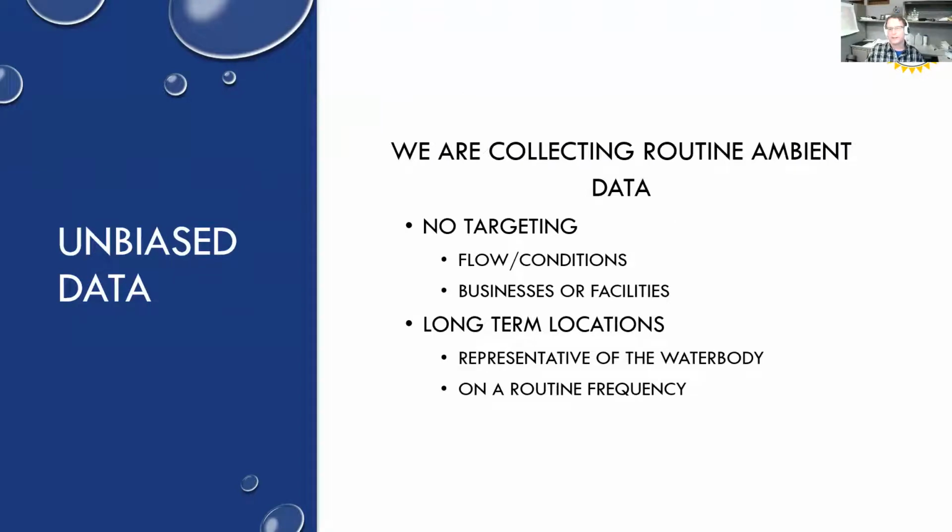And what we mean by unbiased data is that we're not targeting certain conditions. We're sampling on a routine frequency, what we refer to as ambient data, routine ambient data. So we're not sampling when it rains. We're not sampling when there's a drought. We're sampling like the second Tuesday of every month or something like that to keep it consistent and so that we're not biasing things. We don't target businesses or facilities. So we don't sample when the wastewater plant is discharging, and we also don't sample when the wastewater facility isn't discharging. We don't target those conditions. We just sample routinely so that we cover all conditions and we create a fair representation of the water body.